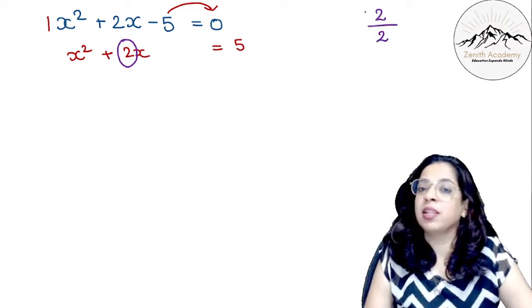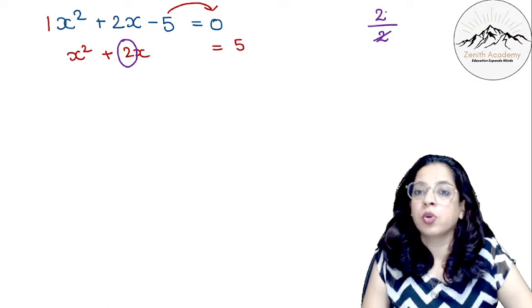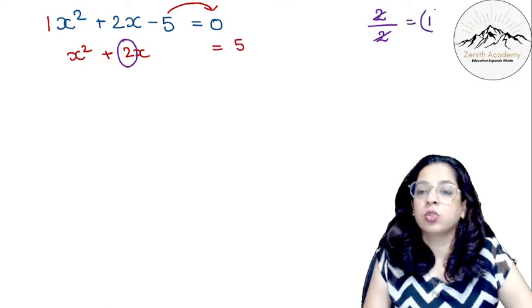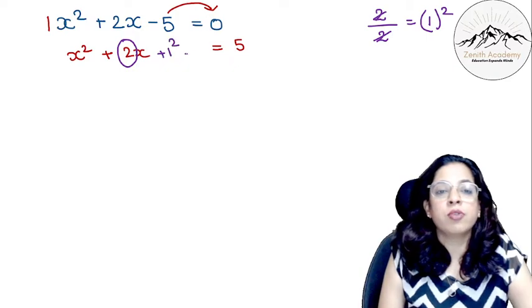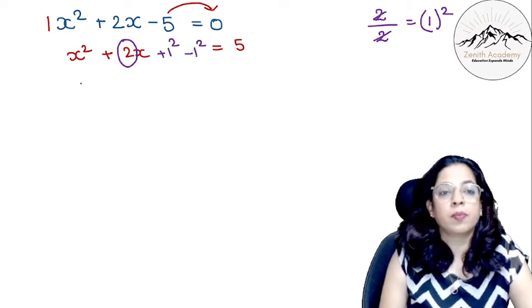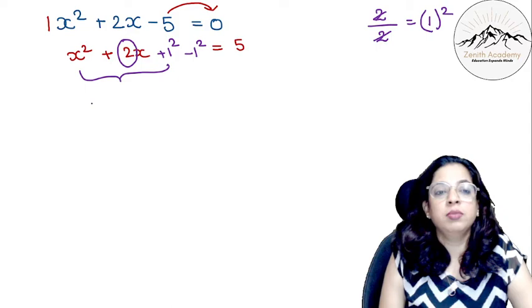Half we take, and then we take out the square. So it becomes 1. So there is a 1 square. So you add 1 square and you subtract 1 square here. Now check the first three terms. What is the first term? x. What is the last term? 1. And there is a plus sign in between.